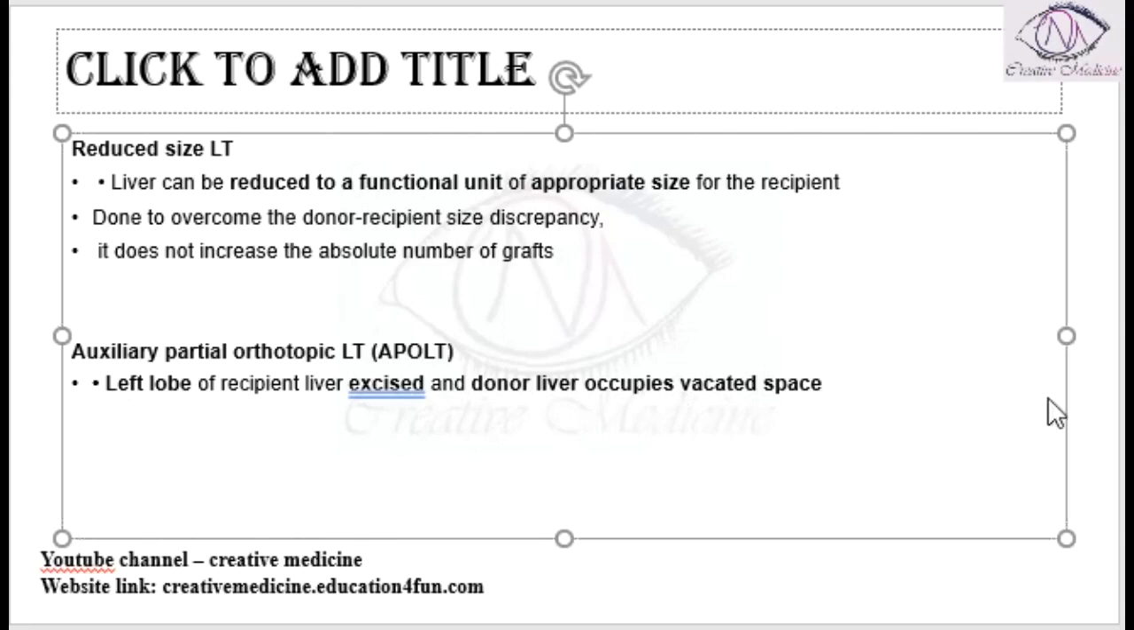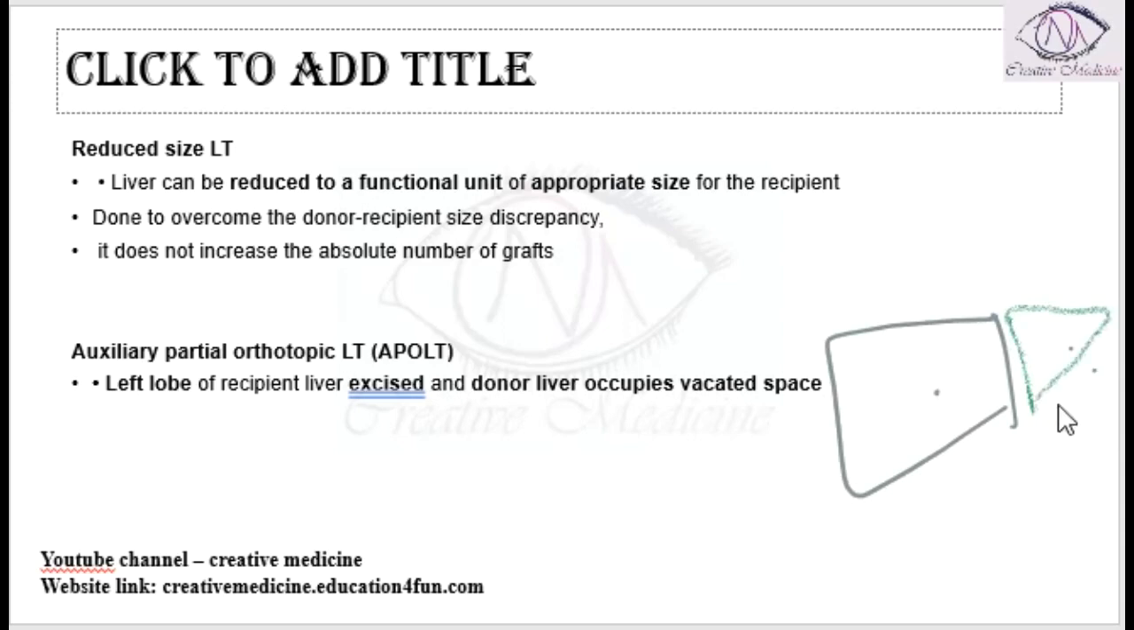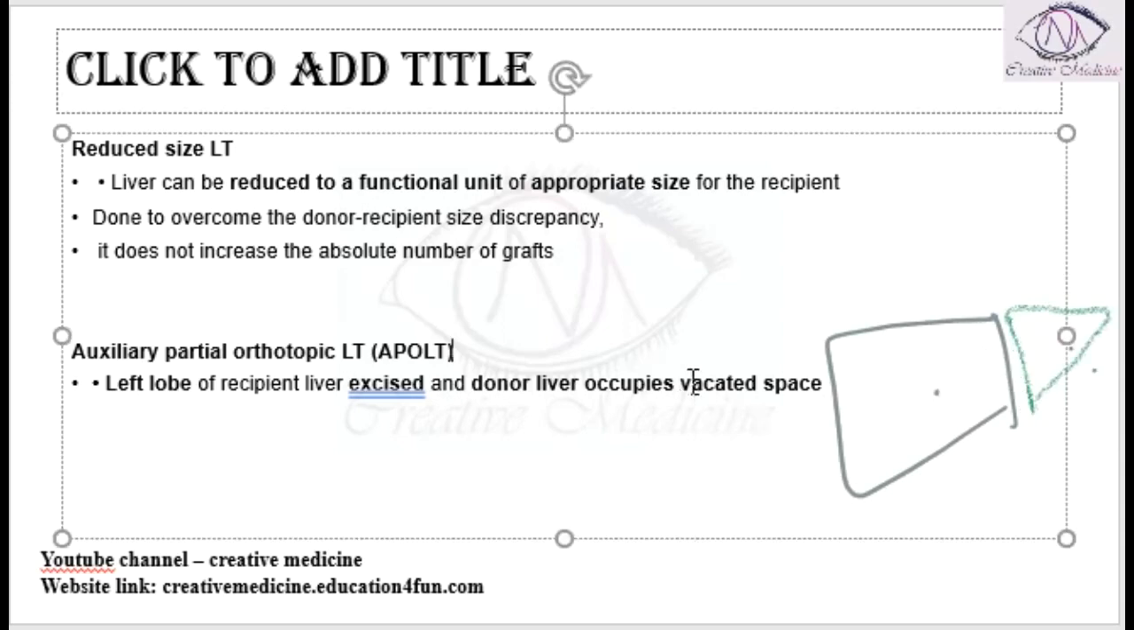So if this is the liver and this is the right lobe and left lobe, if you have removed the left lobe, now you will take the donor liver and place it here itself. You have removed this part, now this is left. Now the donor liver is brought and placed in the similar place here only. So this is auxiliary partial orthotopic liver transplant.